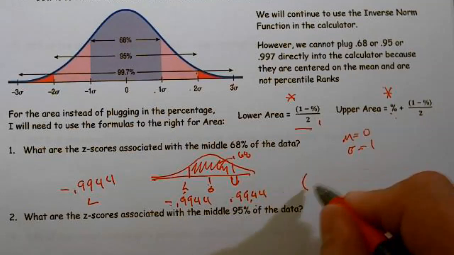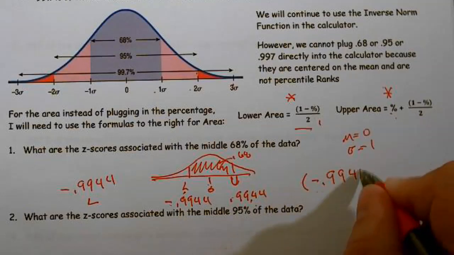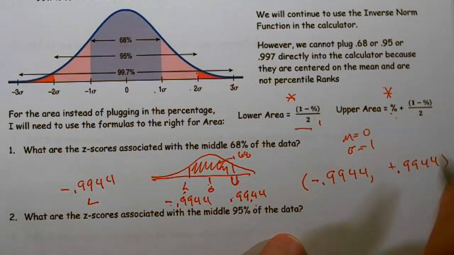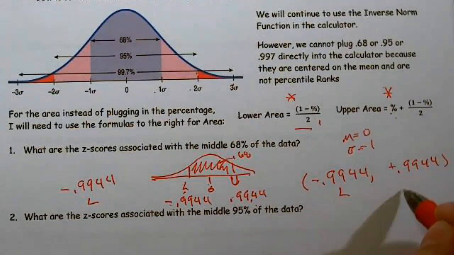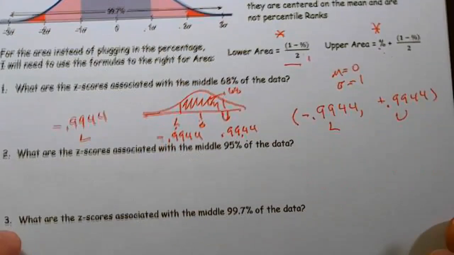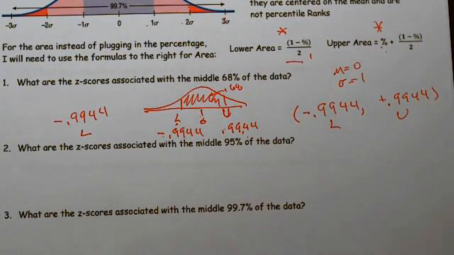So here's the way I write this when I'm finally done. Negative 0.9944, comma, positive 0.9944. And you don't have to use the positive symbol. You do have to add the negative. This is my lower, this is my upper. Two answers, I'm done. Okay? So that wasn't too bad, except it was the first time you did it, and the formula is a little crazy, and I get that.